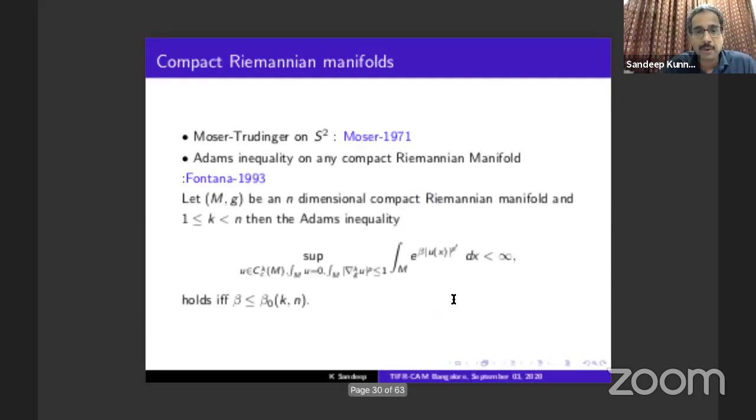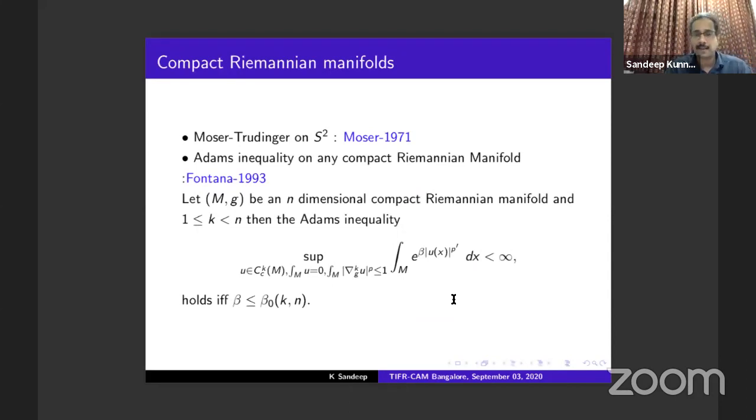Now let me state what exactly Fontana has proved in the case of compact Riemannian manifolds. The statement is the following: let (M,g) be an n-dimensional compact Riemannian manifold and 1 less than or equal to k less than n. Then for the Adams inequality, you have the same type of inequality as in the Euclidean space, where Omega is replaced by a compact Riemannian manifold. It says that this inequality holds if and only if beta is less than or equal to beta naught. Beta naught is exactly the optimal constant we have in the Euclidean case.